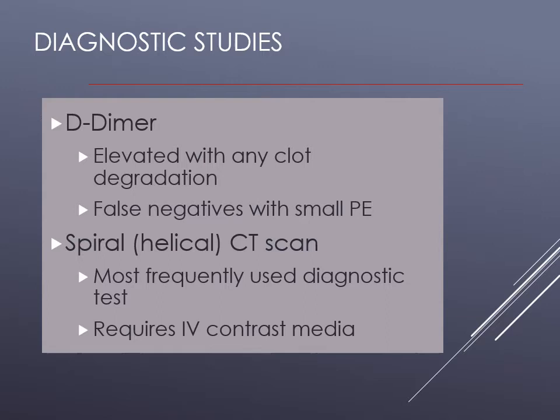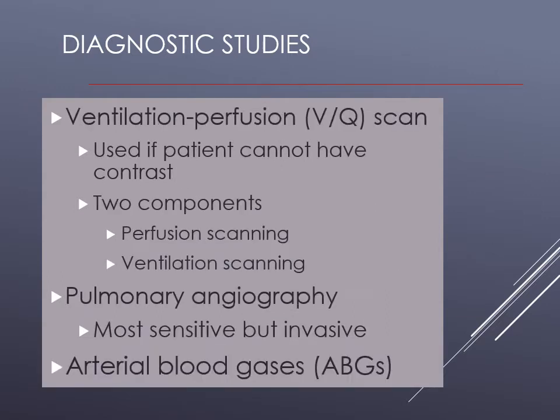The scanner continuously rotates around the patient while obtaining views or slices of the pulmonary vasculature. This allows visualization of all anatomical regions of the lungs. Computer software reconstructs the data to provide a three-dimensional picture and assist in emboli visualization. If a patient cannot have contrast media, a ventilation perfusion or a VQ scan is done.